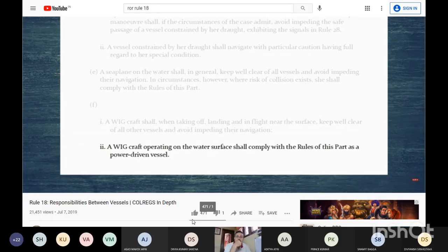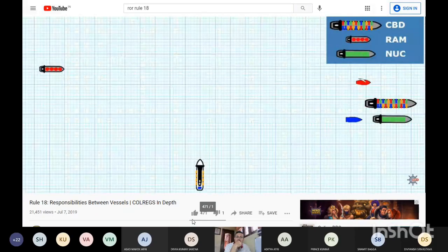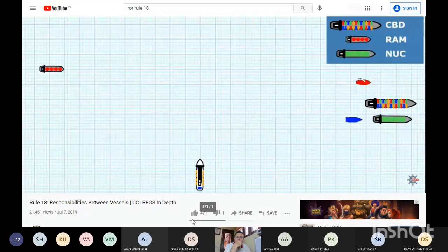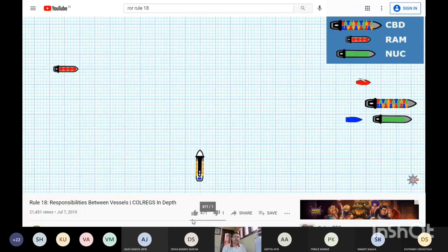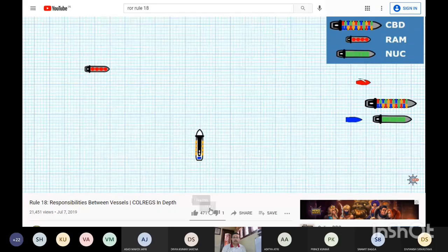Now, I'm just going to take us back to the diagram and explain a situation that was asked in a previous rule. What I've got here is a power-driven vessel proceeding ahead with a vessel restricted in her ability to manoeuvre out on the port side. Of course, you could say these are two power-driven vessels and it's a crossing situation, but because these vessels are a different status, the power-driven vessel has to keep out of the way.